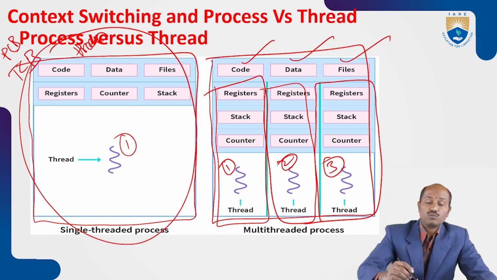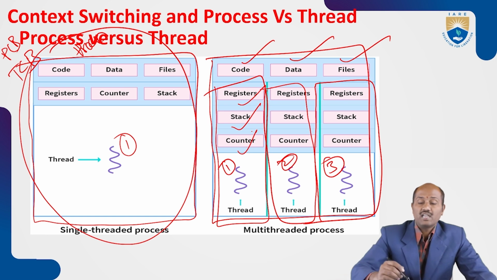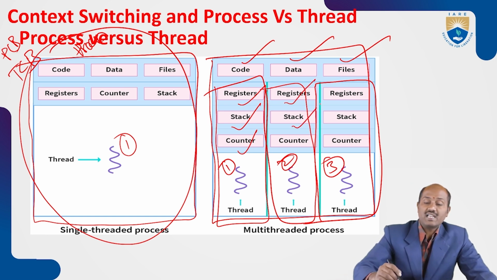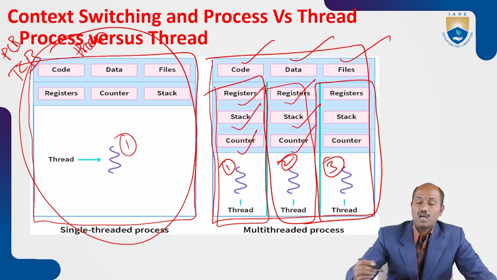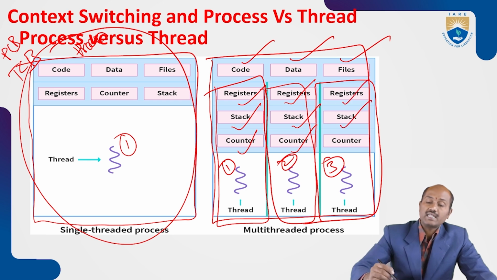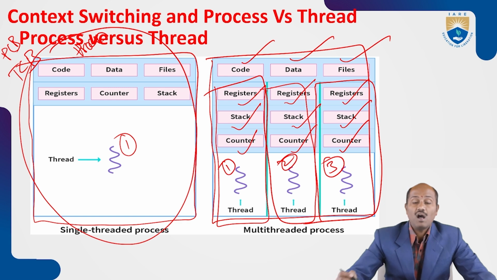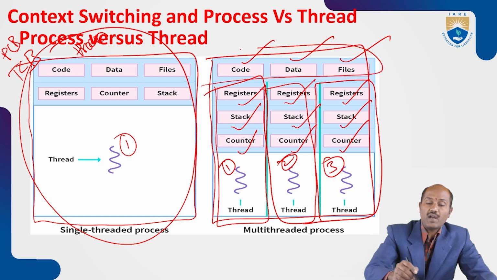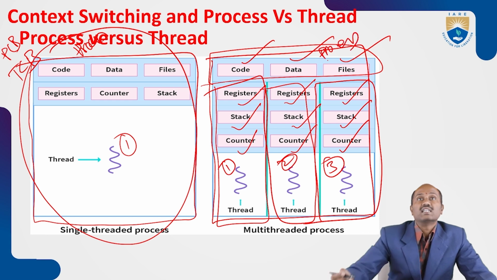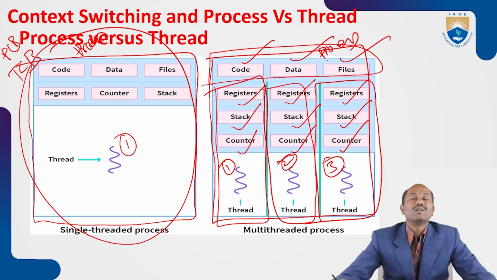Each thread has its own register, its own stack and own counter. So here the second thread also has register, stack and counter. The third also has registers, stack and counter. So every thread will have its own register, stack, counter. But what is common is code, data, files. These code, data, files are involved in the process activities. That's why those are common. Code, data, files are common, but each thread has different registers, stack and counter.